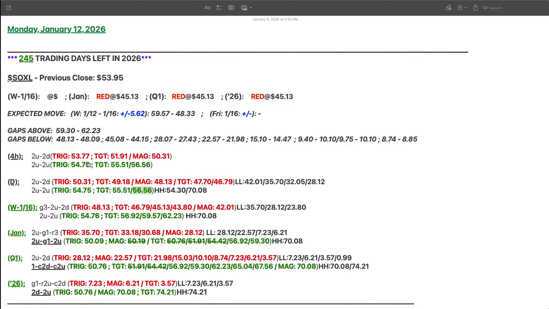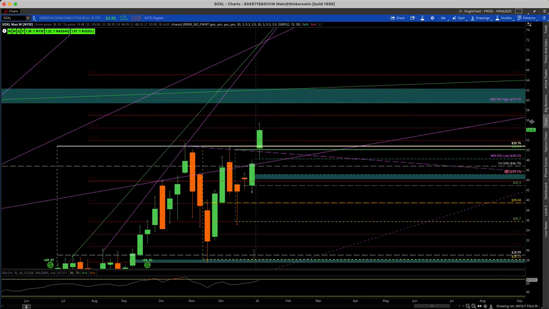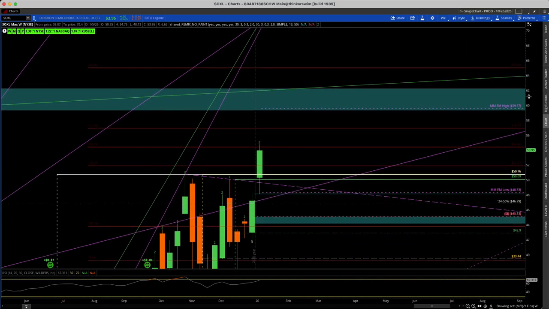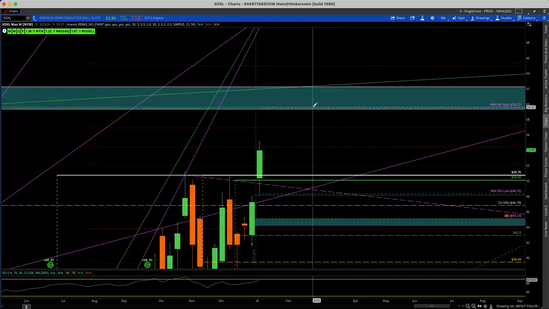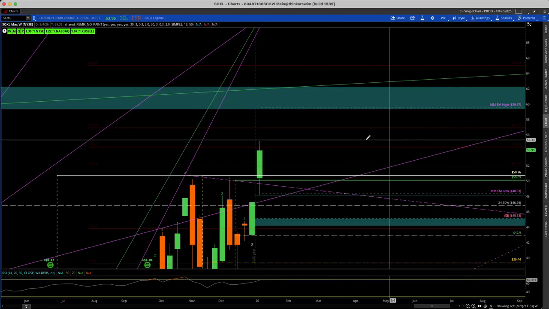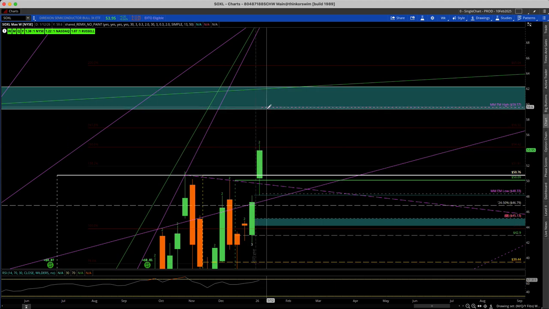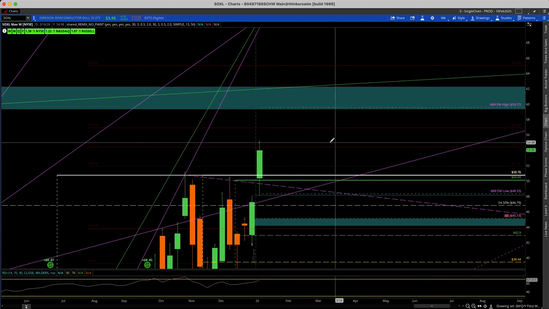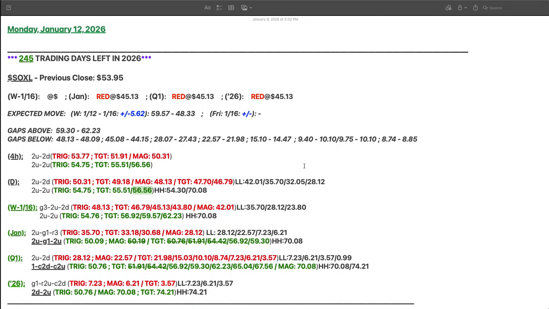We can take a look out here, right? I don't know, 59.57 is a long ways to go. $6. We went $4 today. Yeah, I don't think I want to put that on the day chart. So those are good targets for the day.